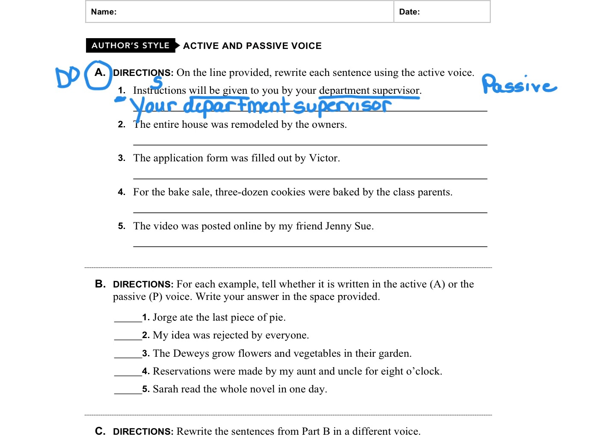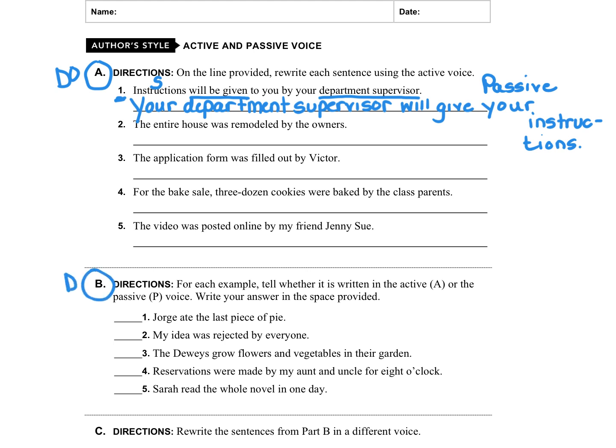Your department supervisor will give your instructions. Sorry, I ran out of room. And you could say, we'll give your instructions to you if you wanted to. Okay. We did do B.